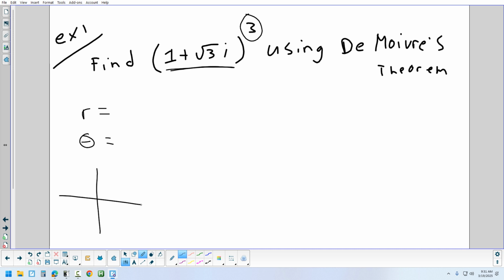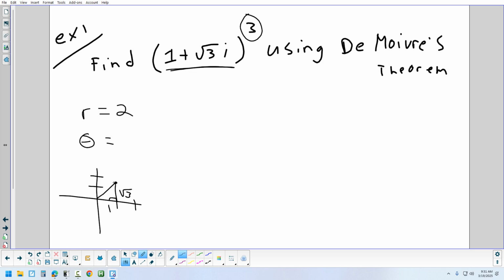Okay, so we've got a real part of 1 and an imaginary part of root 3. So that's right 1, up about 1.7. What's my radius going to be if my side lengths are 1 and square root 3? Yep. Let's see. We square that, we get 3. Square that, we get 1. 3 plus 1 is 4. Square root of 4, 2. Yep. So that's my radius.